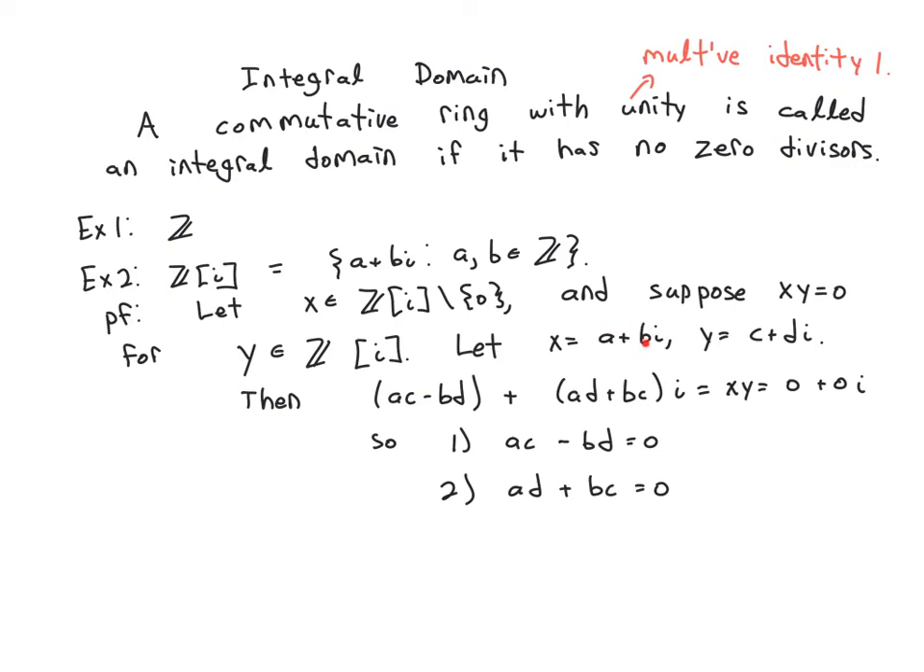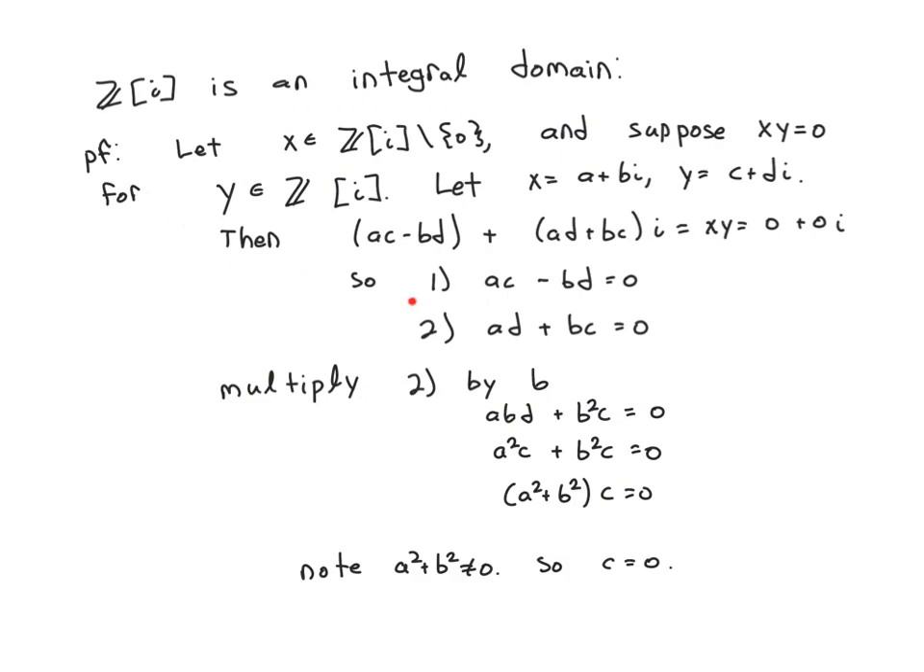So write x and y as real plus imaginary parts. What is x times y? By our formulas, it's (ac minus bd) plus (ad plus bc) times i. On the other hand, if we want x times y to be equal to 0, then it has to be 0 plus 0i. We've got a real part and an imaginary part, and they have to be equal. So we see ac minus bd has to be 0, and ad plus bc has to be 0. So this is what we have so far. We've created a system of linear equations.